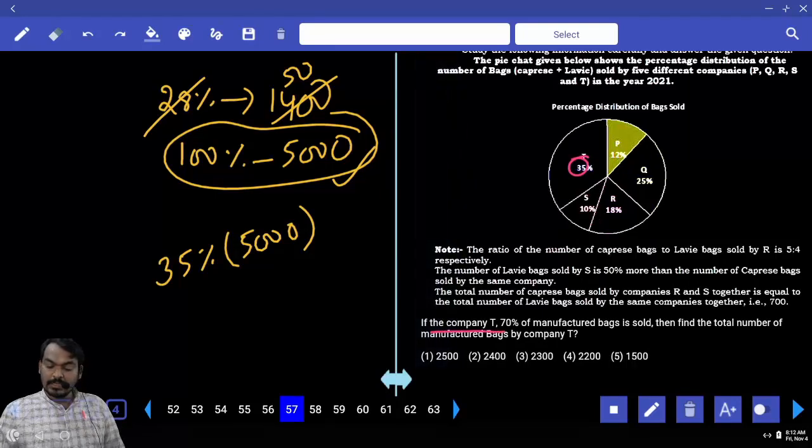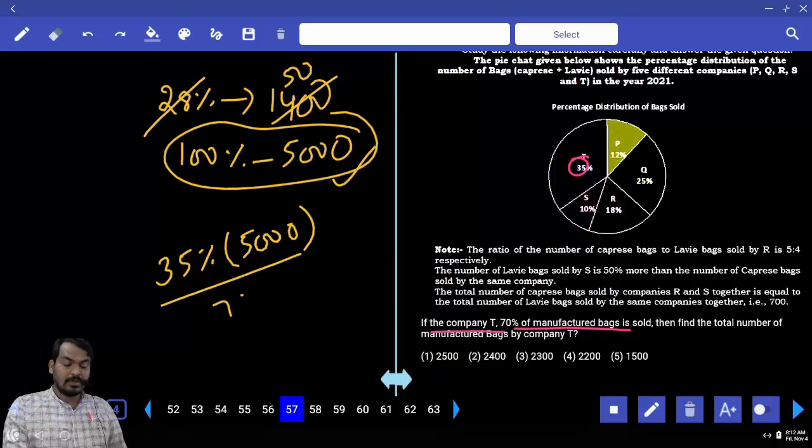What is the key point here? Company T sells 70% of the manufactured bags. How much percent are sold? 35% of 5000 is sold. That represents 70%. But we require the manufactured value. How much percent do we need? 100%.